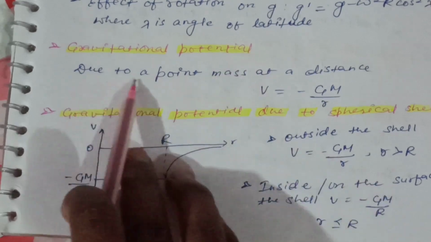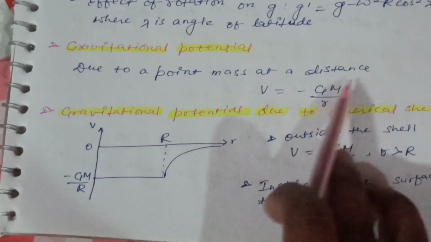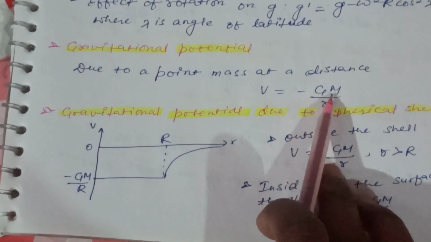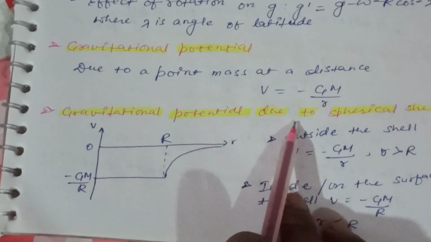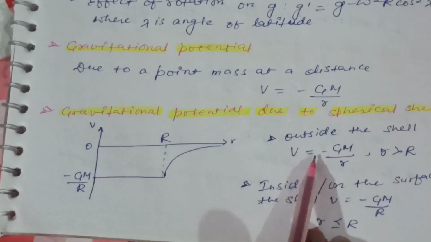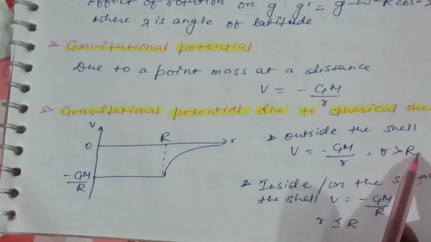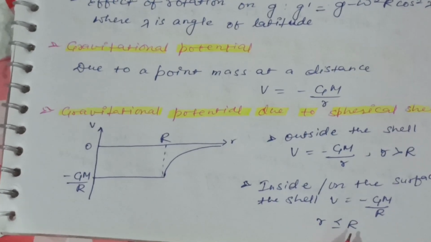Gravitational potential due to a point mass at distance r is V = −GM/r. Gravitational potential due to a spherical shell: outside the shell, V = −GM/r, where r is greater than R. On the surface, V = −GM/R. Inside, V = −GM/R, where r is smaller than R.